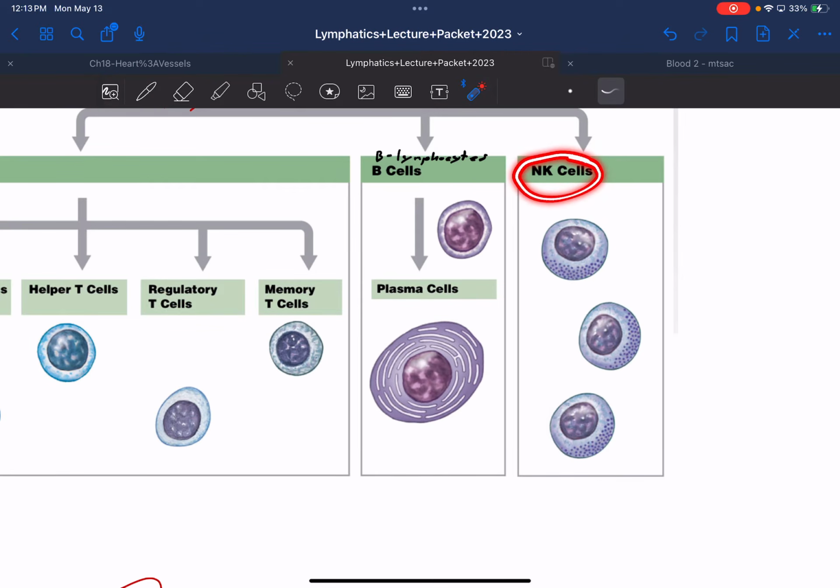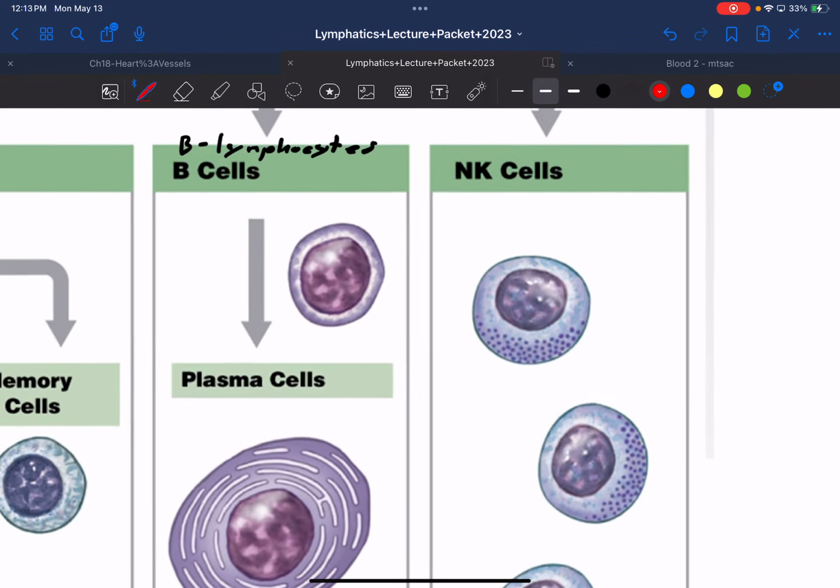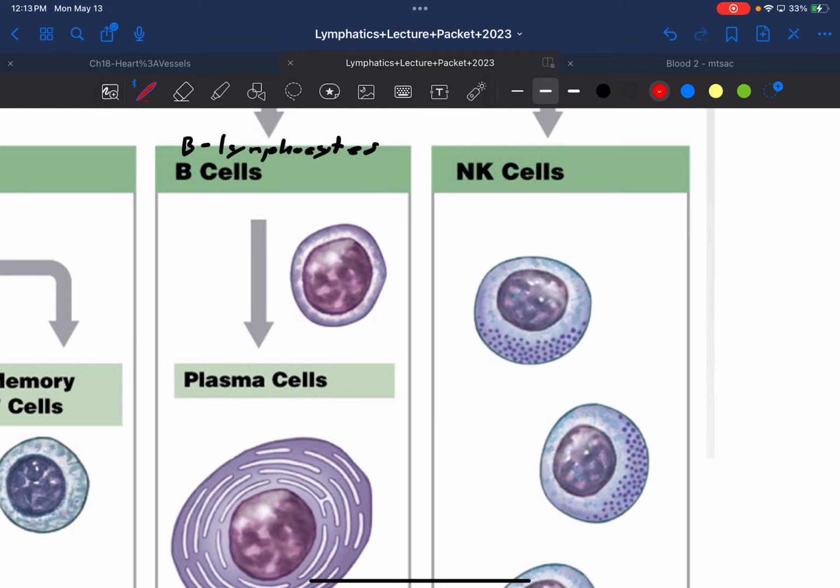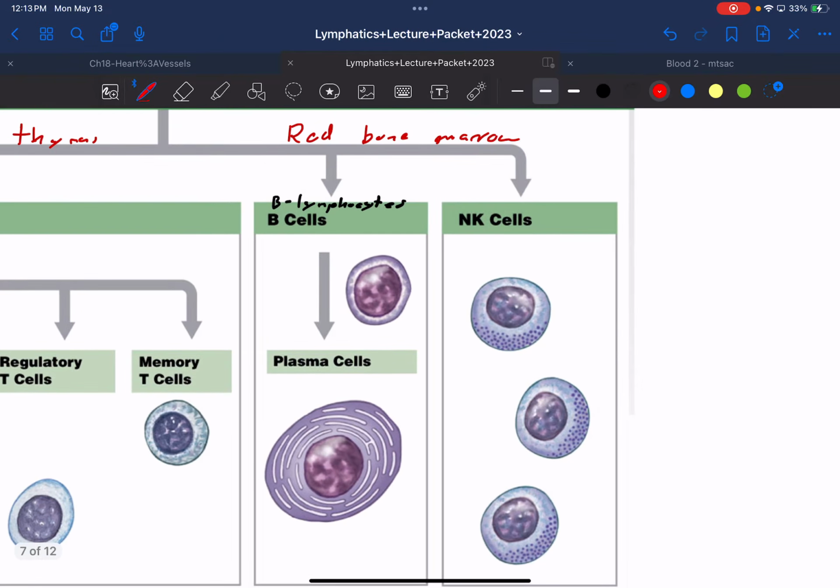You then have natural killer cells. That's what NK stands for. And they do exactly what they sound like. They are going to patrol for things that don't belong. They're going to engulf it and destroy it. And so those are called our natural killer cells. But you can see that red bone marrow was their site of development.